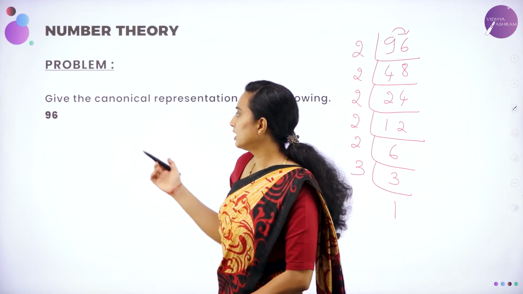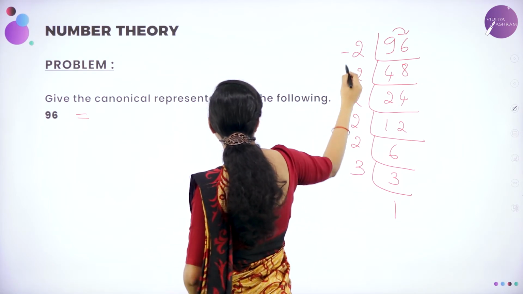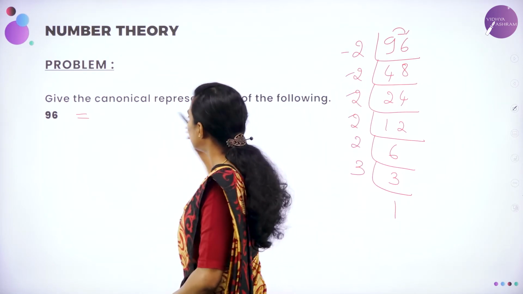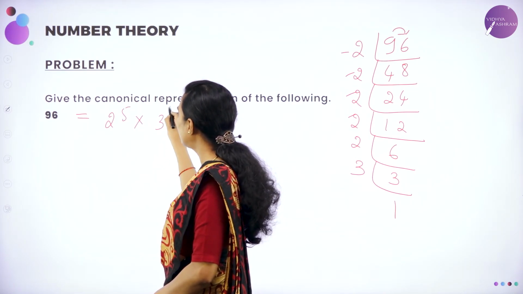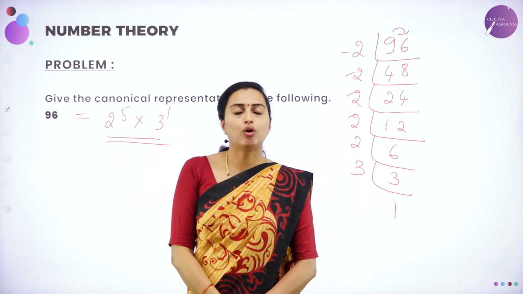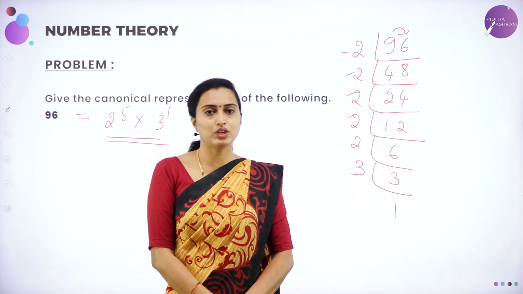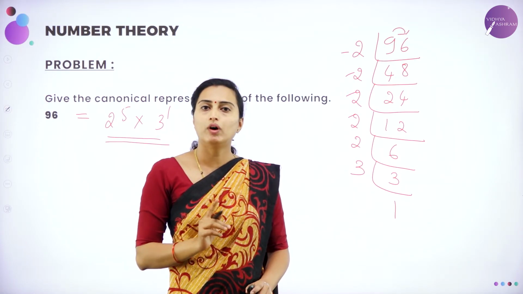So what is a canonical representation? The canonical representation of 96 can be written as 2 to the power of 5 into 3 to the power of 1. So this is the canonical representation of 96. Is that so easy? This canonical representation will be asked for 1 mark.